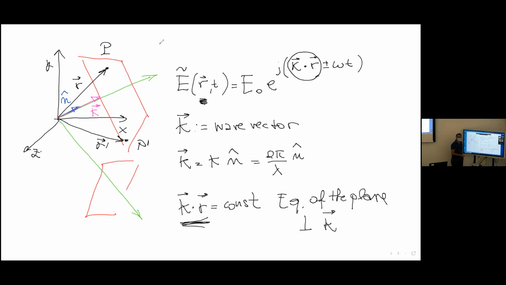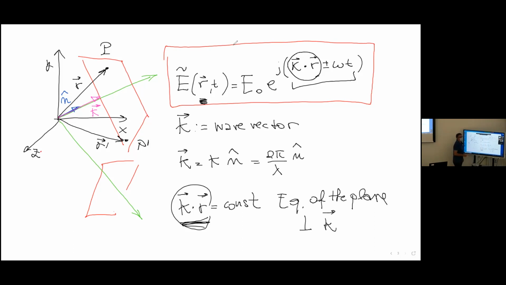Along this plane, this term is constant. That means that if you are on that plane at a certain time t, the phase of the field is constant and the field gets the same value. Okay, so from now on, we will generally represent a plane wave with such an expression. What we have to remember is this expression here, and we introduce the concept of wave vector.